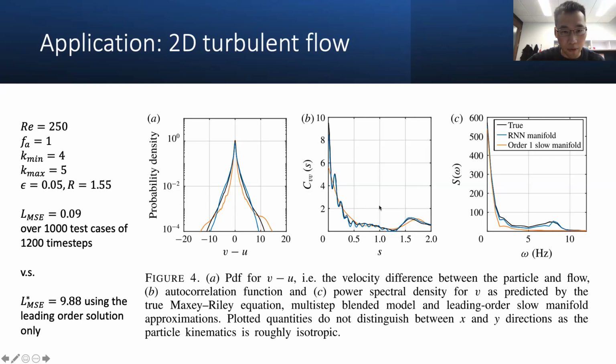And coming to figures B and C, in B they're showing the autocorrelation function of the particle velocity with respect to the frequency. As you can see, their model was able to capture these higher frequency fluctuations compared to the leading order approximation. And in the power spectral density, again, their model was able to behave better.